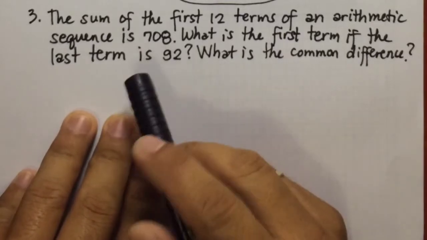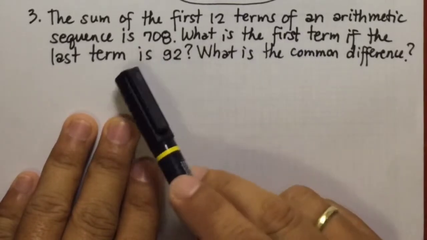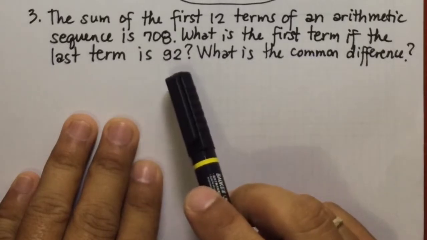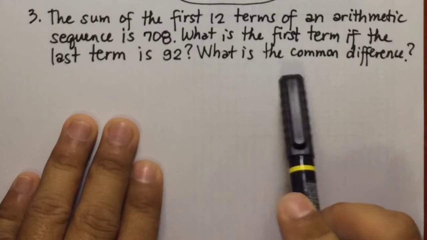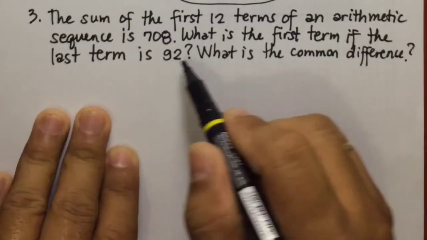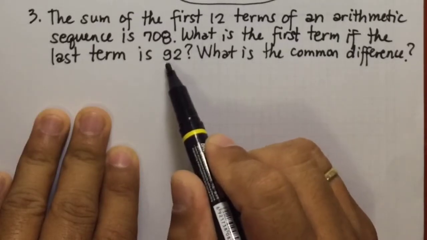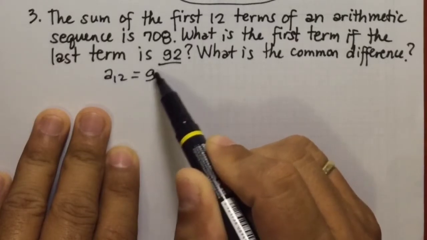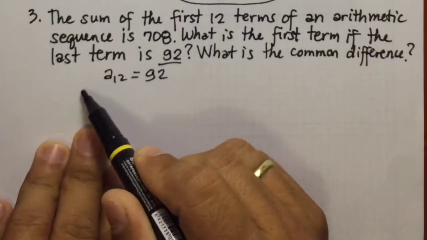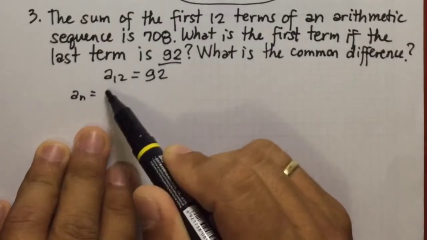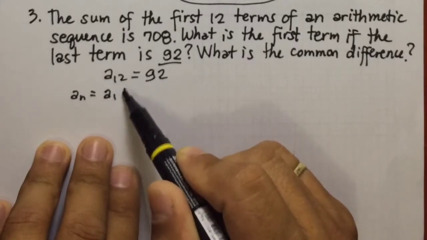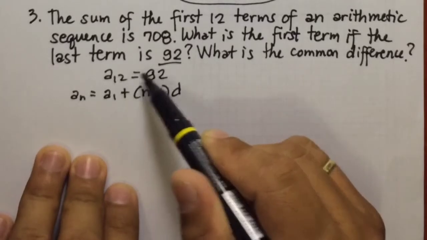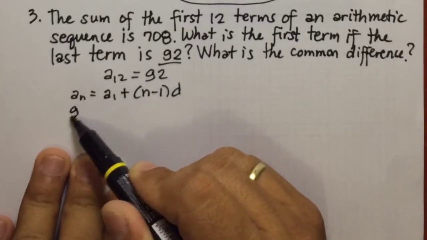Then number 3, the sum of the first 12 terms of an arithmetic sequence is 708. What is the first term? If the last term is 92, then what is the common difference? So we're going to use, the last term here is 92, so a sub 12 is equal to 92. So a sub n equals a sub 1 plus the quantity of n minus 1 times d. So using this one, a sub 12 is 92.